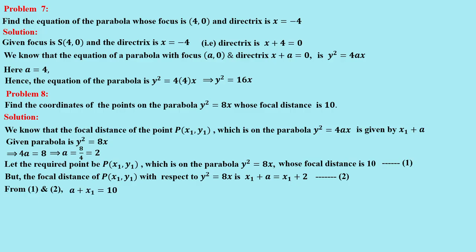So from 1 and 2, they have given the focal distance, and from the formula you get the focal distance x1 plus 2. Therefore x1 plus 2 is equal to 10, right. Therefore x1 equal to 10 minus 2, that is equal to 8.